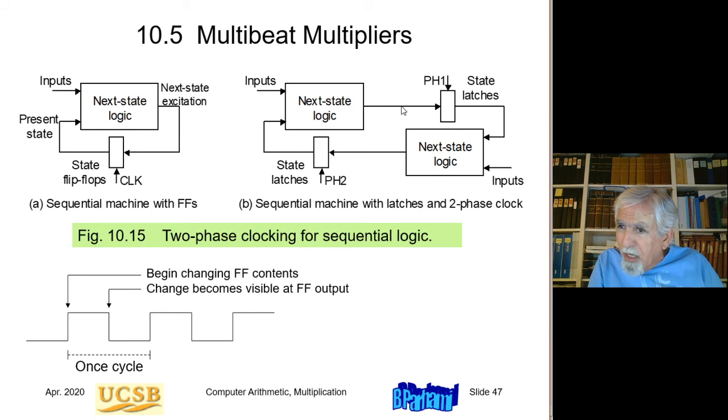1 step during the high part of the clock, or phase 1, in this new 2-phase scheme, and another step advance during the phase 2 clock. Okay, so this can run twice as fast, but it also uses twice as much hardware. Both the next state logic and the state elements, the registers, are duplicated. Okay, so why is this relevant to multiplication?